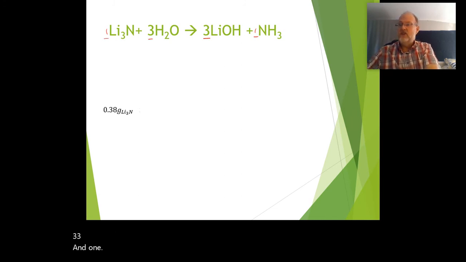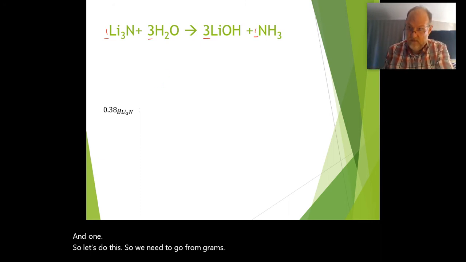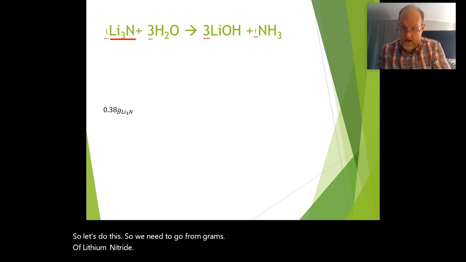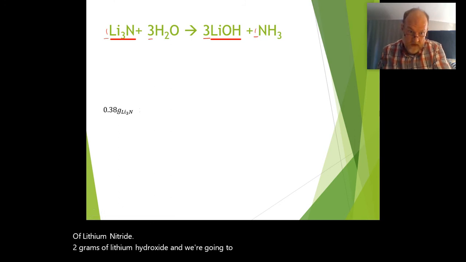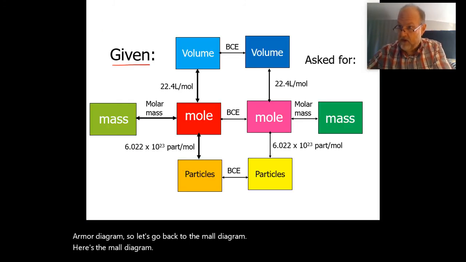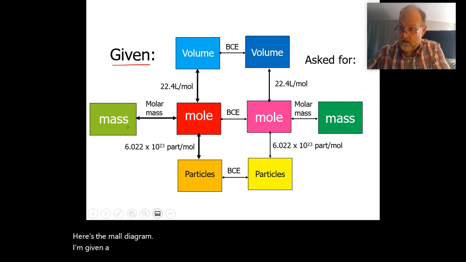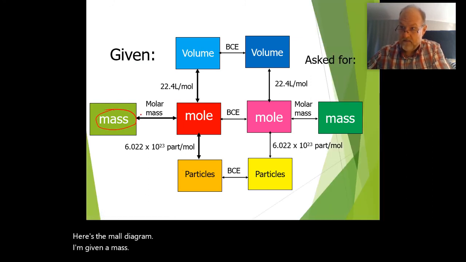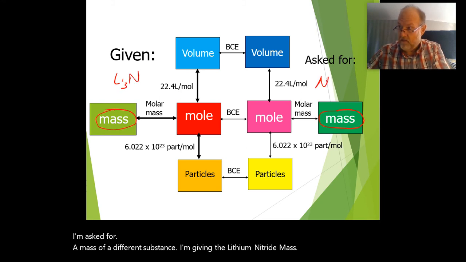So let's do this. We need to go from grams of lithium nitride to grams of lithium hydroxide. And we're going to do that by using our mole diagram. So let's go back to the mole diagram. Here's the mole diagram. I'm given a mass. I'm asked for a mass of a different substance. I'm given the lithium nitride mass, and I'm asked for the lithium hydroxide.